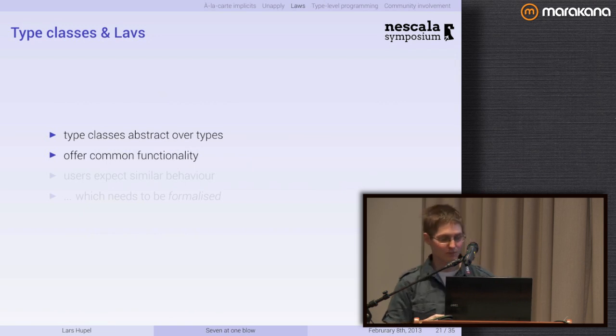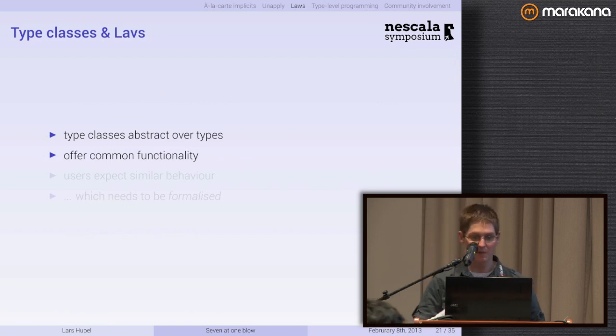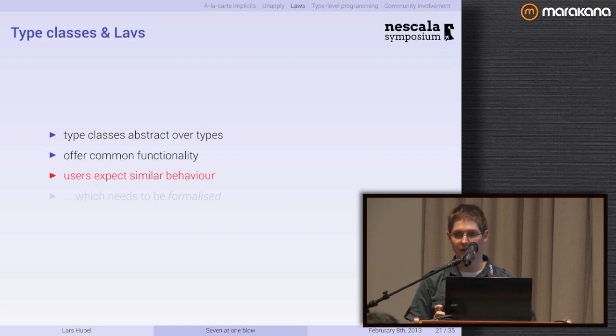So we have the same problem with type classes. Type classes abstract over types, and they offer common functionality. And users of those type classes expect similar behavior. And once again, we do not program against the list functor, we program against the functor. And we have a method, and we do not know which kind of functor the user puts into it. So we need to have some hard and fast rules for that. And those rules need to be formalized.